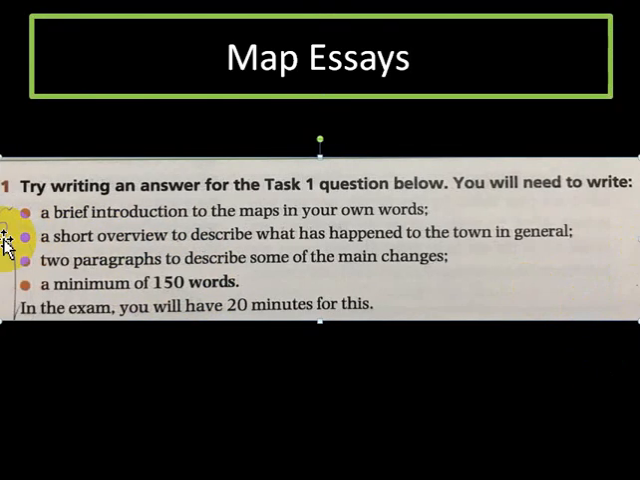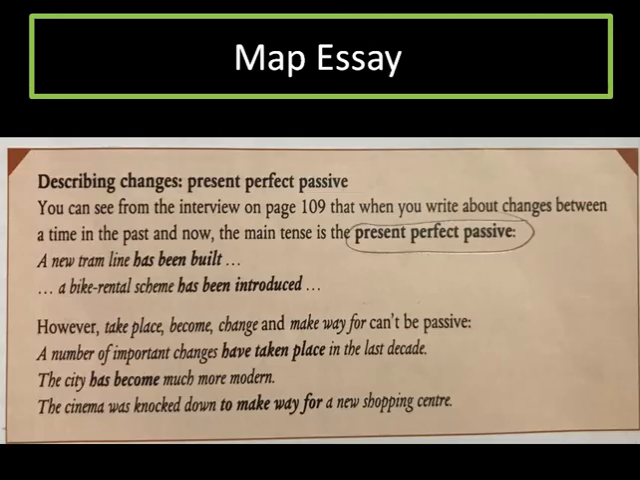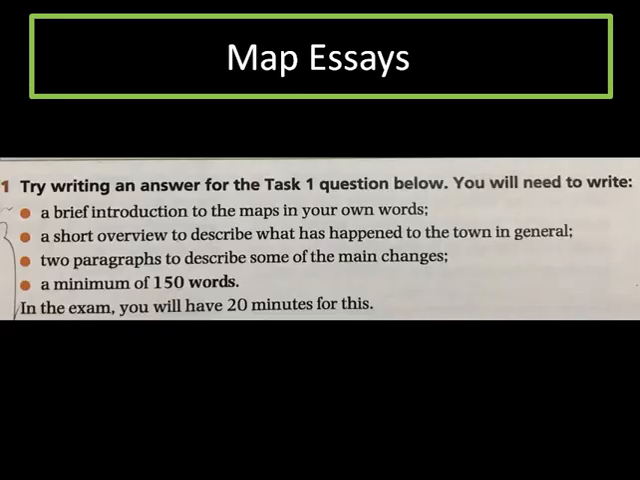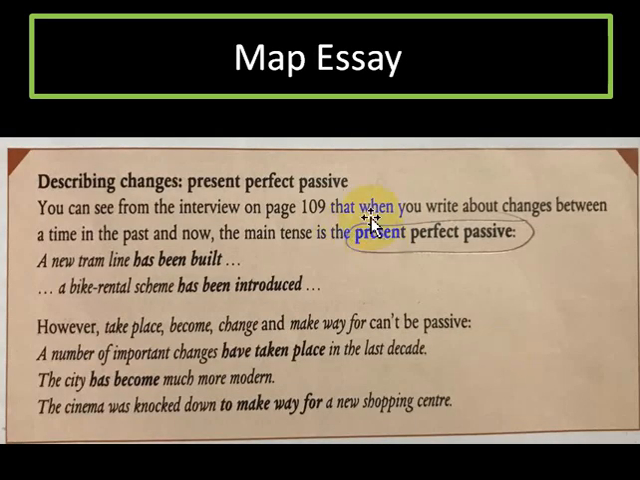Now, let me see. Since we are dealing with maps, we have 2 maps, an old one and a new one, which means there are changes. So when you talk about changes, you have to use what? Present perfect or present perfect passive. In the first type, the process essay, you use what? Simple present tense or simple present passive. In the map essay, you use present perfect tense or present perfect passive.